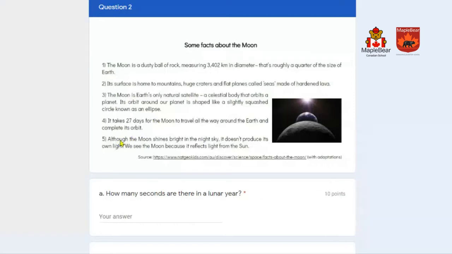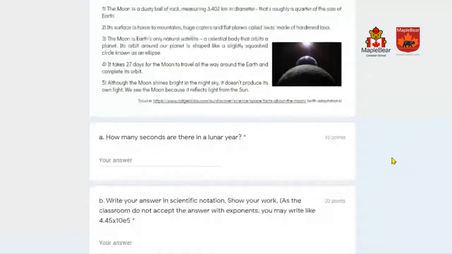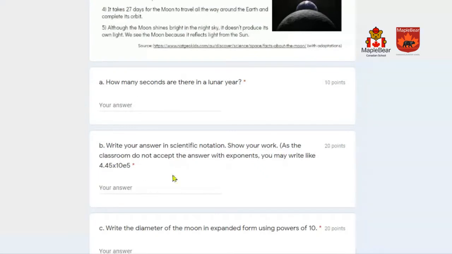Nice. So remember what a year means: when it does a complete orbit around the planet. Here it takes 27 days for the moon to travel all the way around the Earth and complete its orbit. Nice. So how many seconds is that? In the letter B, write your answer in scientific notation.